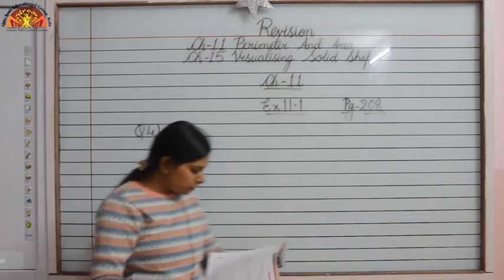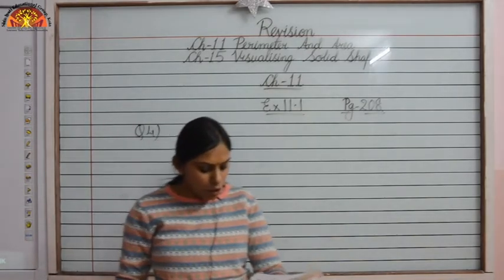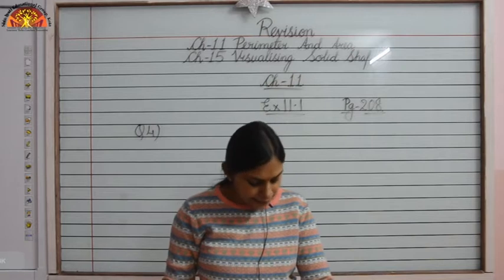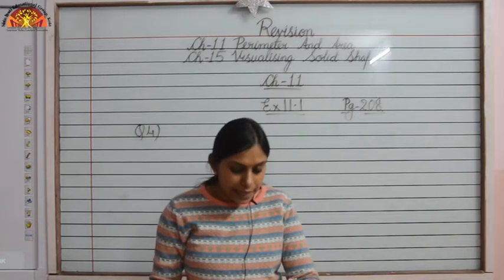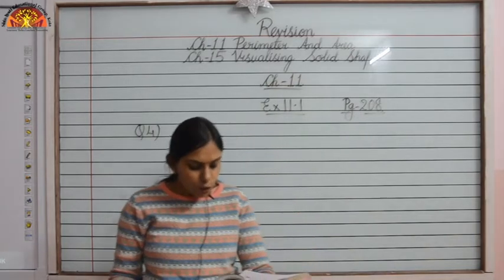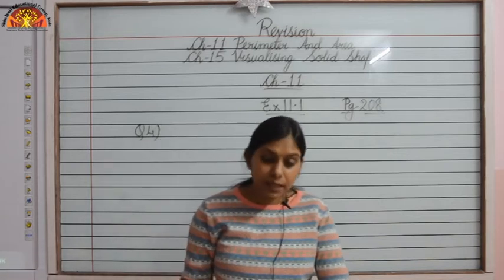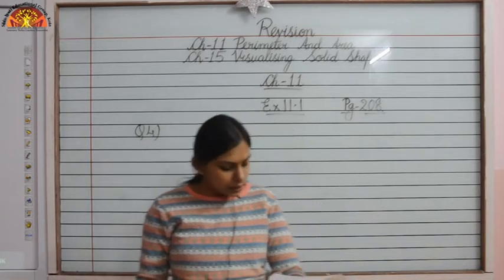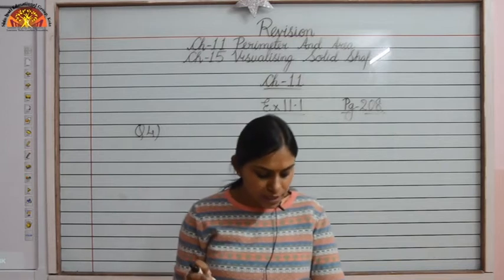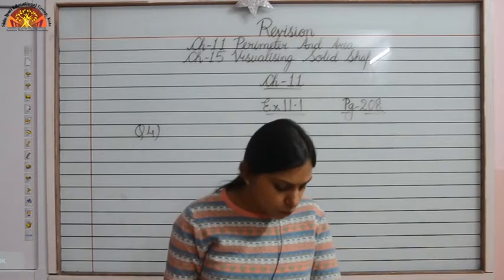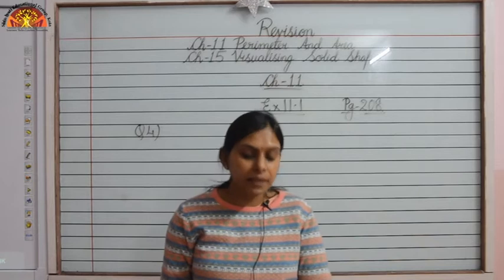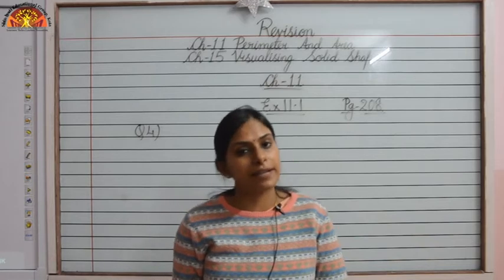Now let's see question number 4. The perimeter of a rectangular sheet is 100 centimeter. If the length is 35 centimeter, find its breadth, also find the area. So what is given, children? The perimeter of the rectangular sheet is given to you, the length is given to you, and you have to find the breadth and also the area of the rectangular sheet.